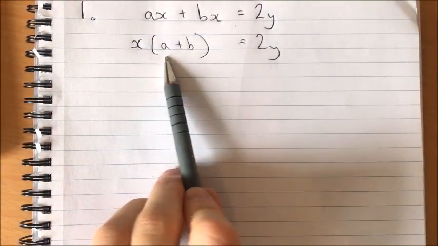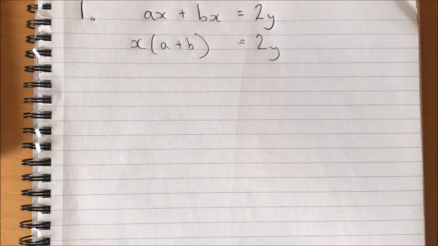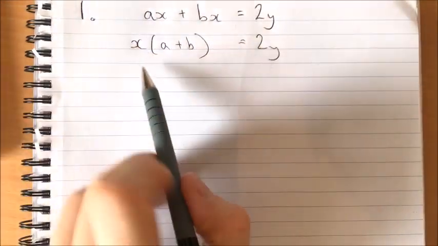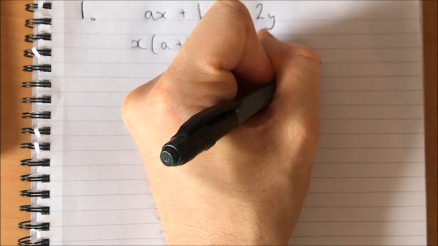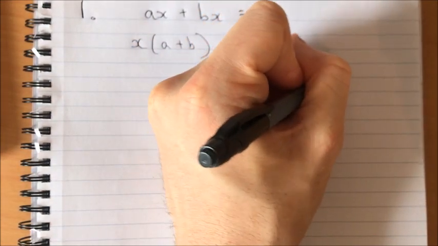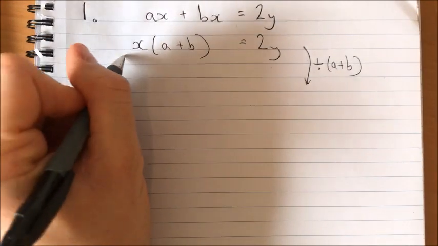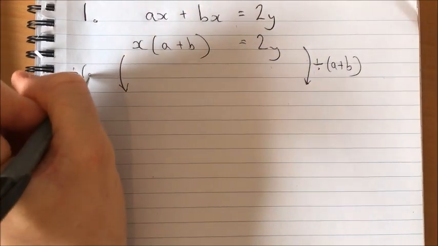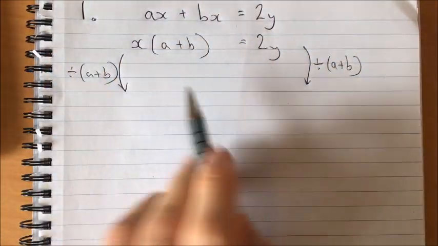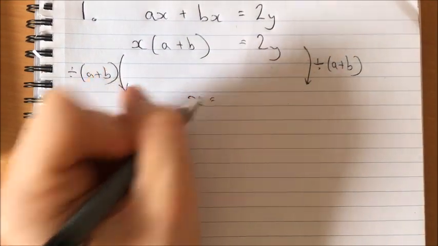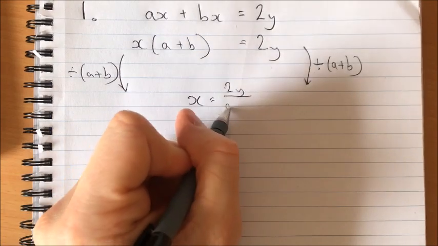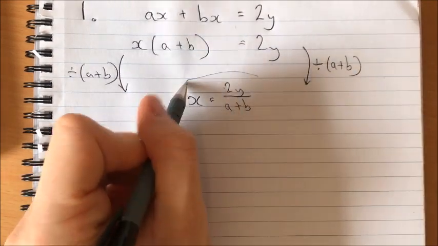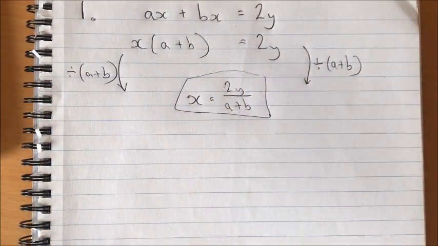Alright, so I've got x times (a + b) equals 2y. I just want x on its own, so I'm going to divide both sides by this bracket. If I divide my left-hand side and my right-hand side by a + b, my left-hand side will just become x on its own, which is what we want. And my right-hand side is 2y, all divided by a + b. And this is my final answer.